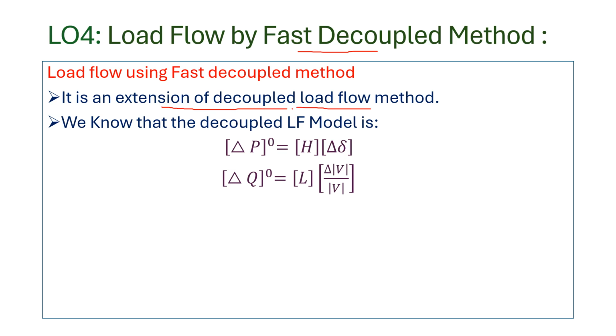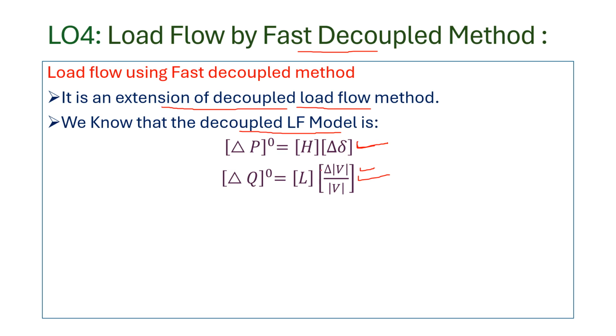In the decoupled method, the NRLF model is decoupled into two matrices, and these two matrices are given here. This is the decoupled load flow model. So this is one equation and this is another equation. This equation is used to find out the correction vector for the phase angle, and this equation is used to find out the correction vector of the voltage. Now further simplification of these two equations is achieved using some assumptions.